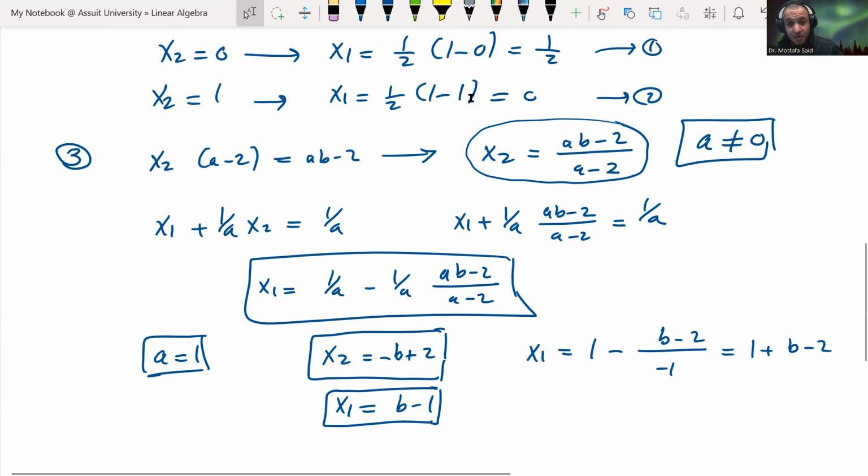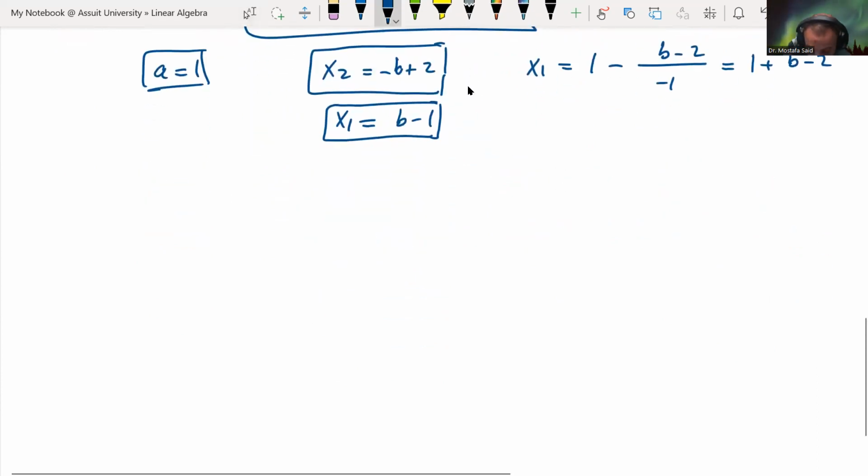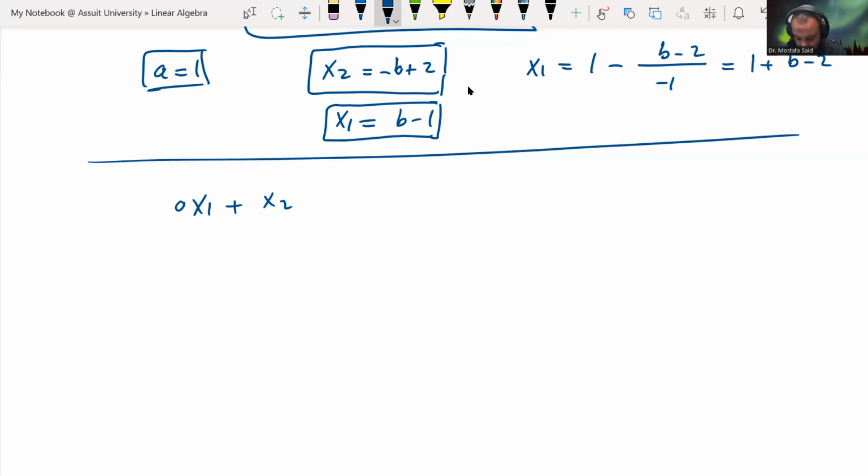Okay, so let's summarize what we did. Based on the last equation in our Gaussian elimination, 0x1 plus x2 (a minus 2) equal to ab minus 2, that's the equation that we end up with. Based on the value of a, we make some assumptions on ab, and we have 3 cases. This is based on the notion that x2 is multiplied by a minus 2. That's the driving force for us.